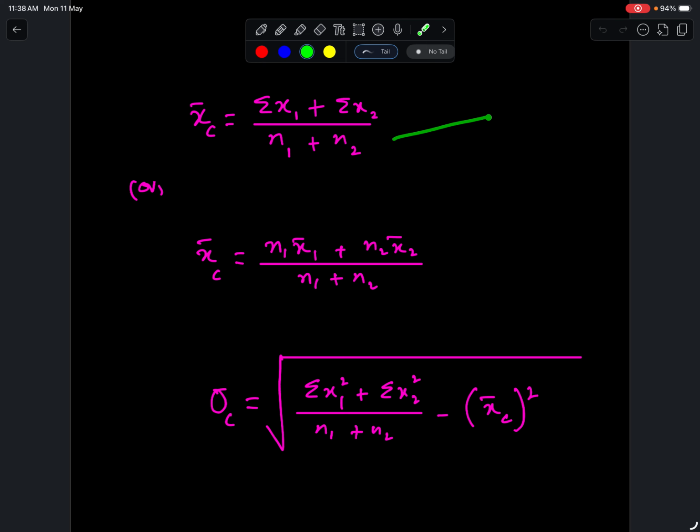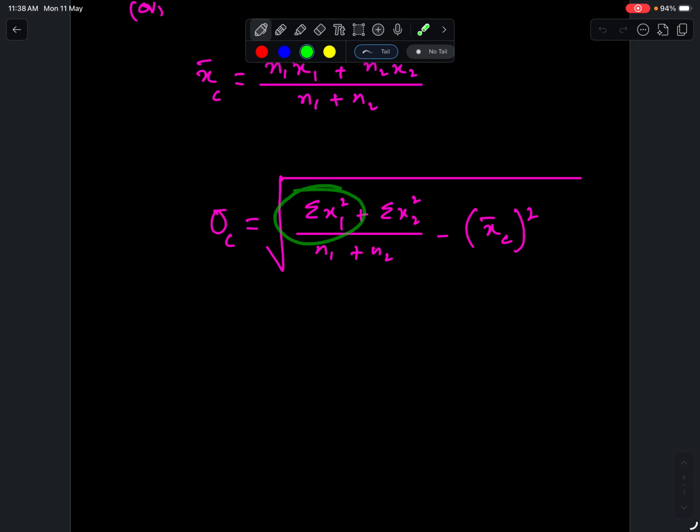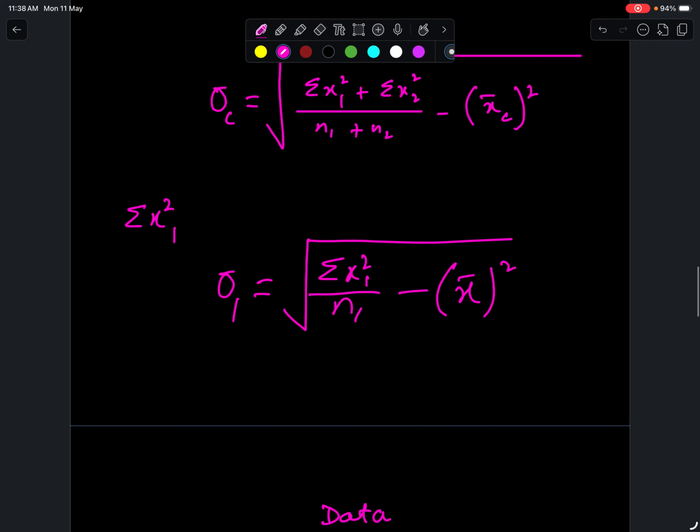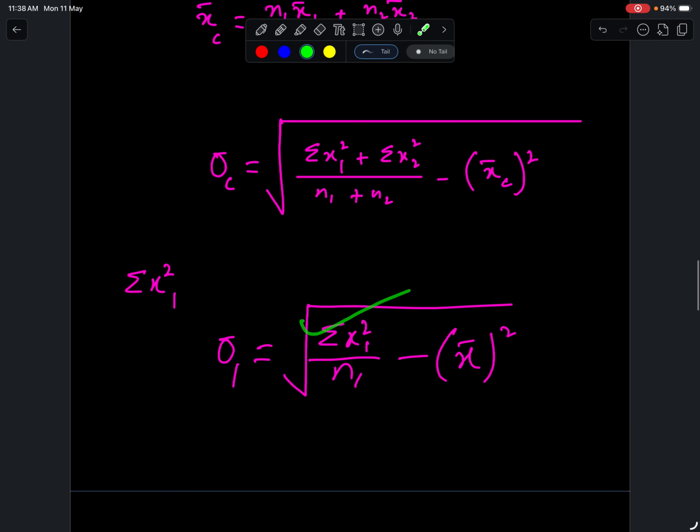Number 2, combined mean and combined standard deviation. We have two formulas for combined mean and one formula for combined standard deviation. And we find sigma x1 square with the help of this formula. Sigma x square n1 x1 bar square. So by making sigma x1 square subject from this formula, we can easily get sigma x1 square. Similarly, we can get sigma x2 square as well.